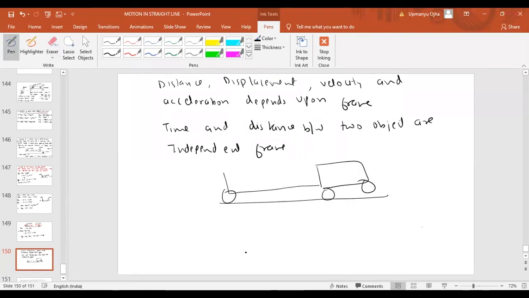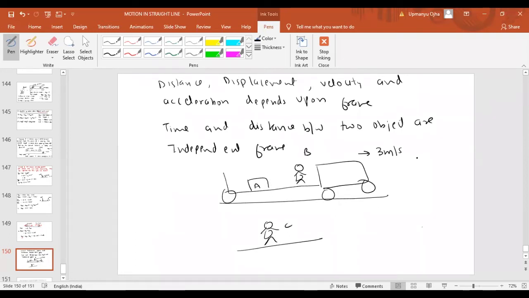Now one observer is on the ground, the other observer is on the truck. We have set some object A. The truck is moving with a speed of 3 meter per second, on the right side. This is the observer. Observer on the ground, let us say C, and observer on the truck is B.